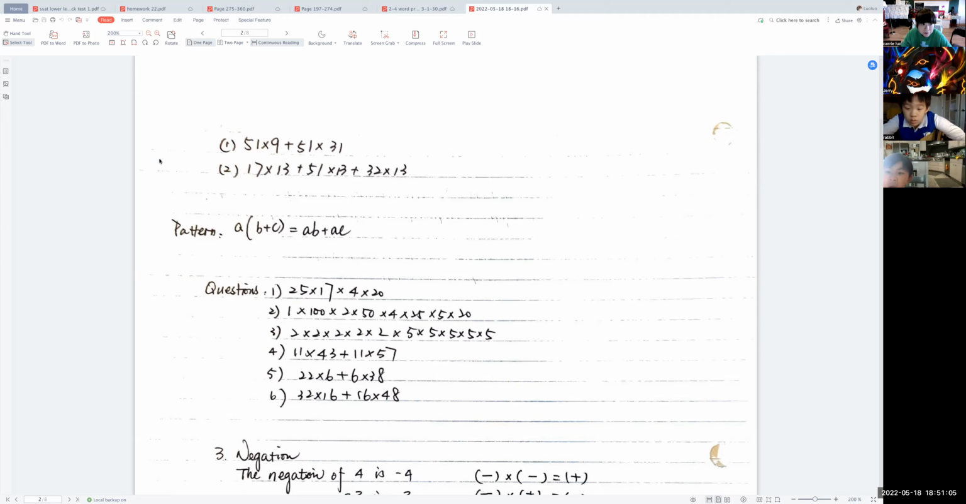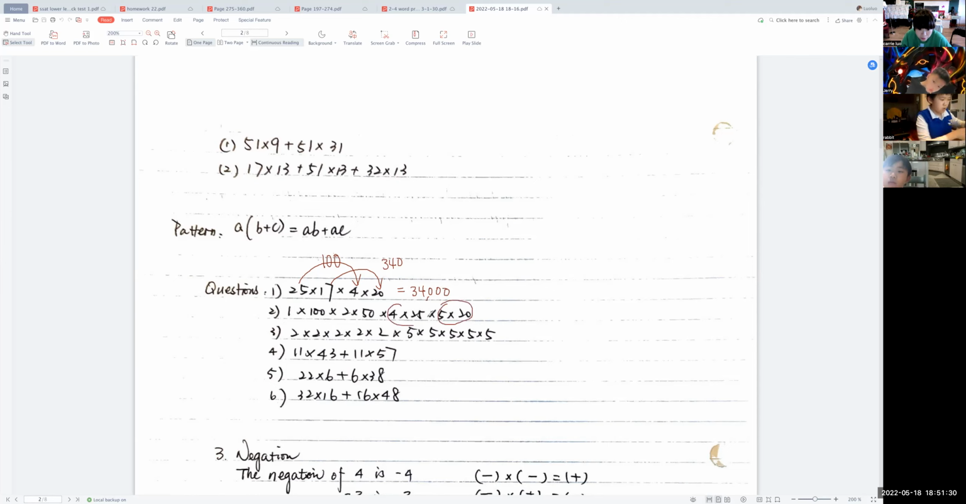Time is up. Okay, so let's take a look at this one. So 20 times 4 equals what? 25 times 4, 100. So 17 times 20 equals 340. So it's 34,000. Next one.